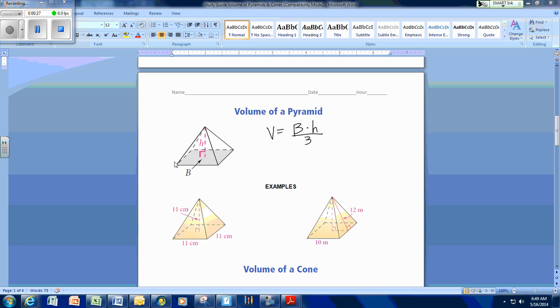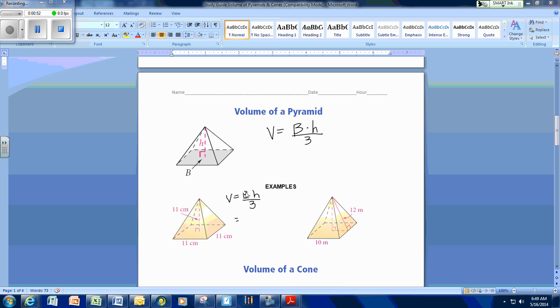A pyramid is exactly 1/3 of a prism with the same base. So that's why we're going to divide it by 3. Let's try a couple of examples here. In this example, we have a square pyramid. We're going to take the area of the base times its height and then divide it by 3.